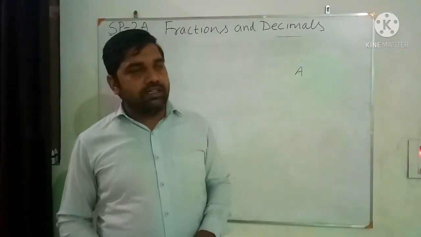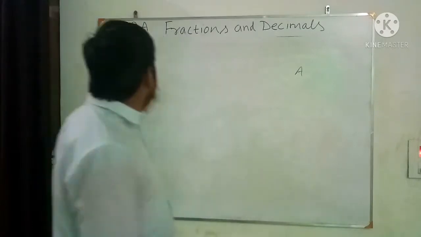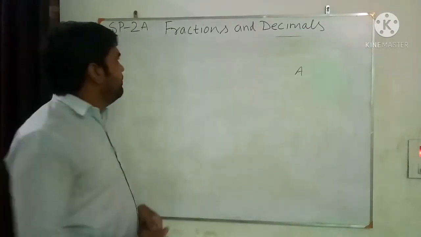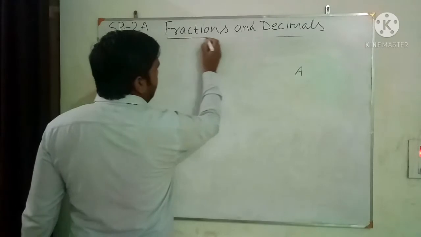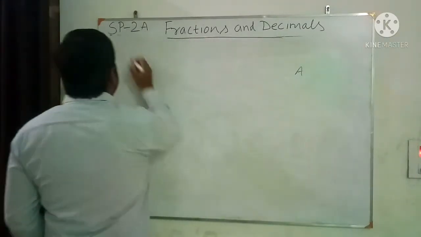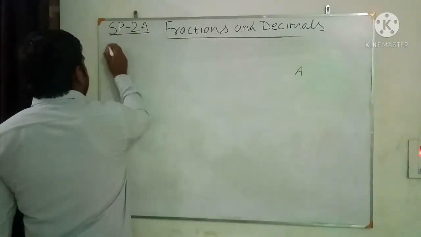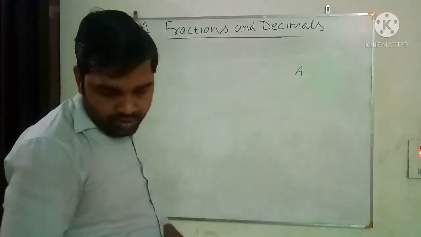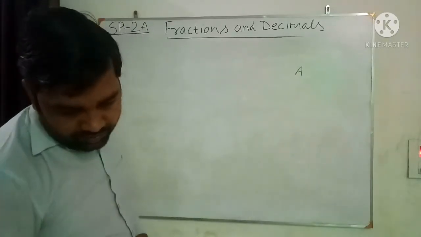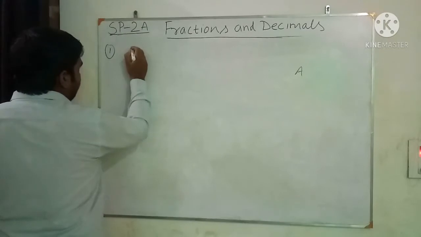So today we will start a new exercise, self practice 2A of the lesson fractions and decimals. Now see question number 1. Find the value of. Question number 1 is what? Find the value of. We have to find the value of.